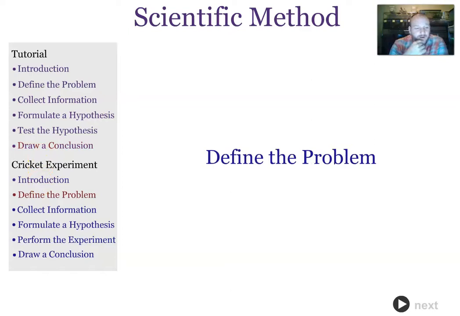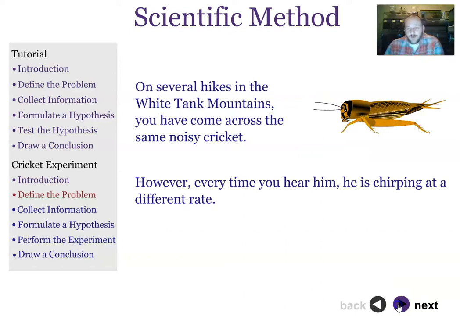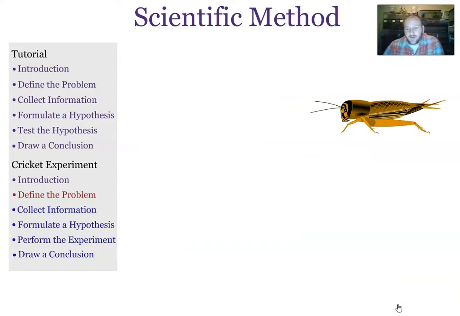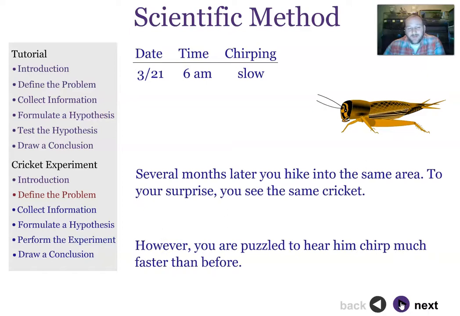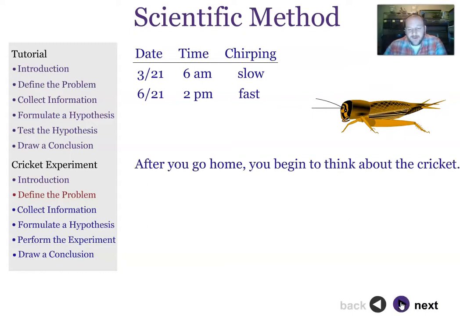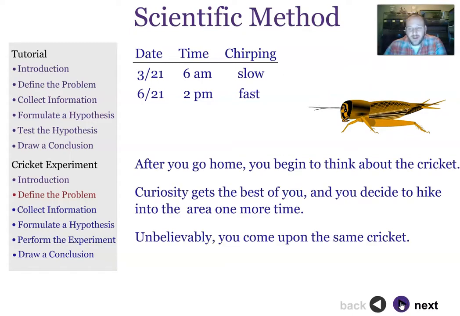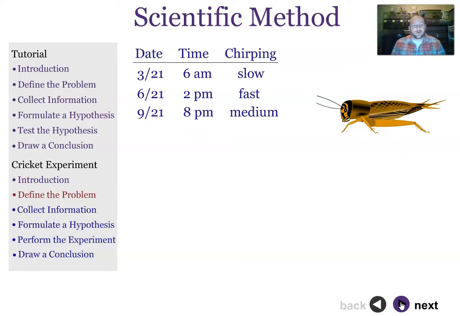And here, after a brief introduction, it defines the problem for you as this variable that crickets have. When you go hiking in the woods in the springtime, they chirp relatively slowly, or at least this one cricket does. When you return several months later, the cricket chirps a lot faster, and it records a little of your data for you here. And then finally, you go a third time in the fall, and it's chirping at a medium rate this last time. And it sets up your problem.